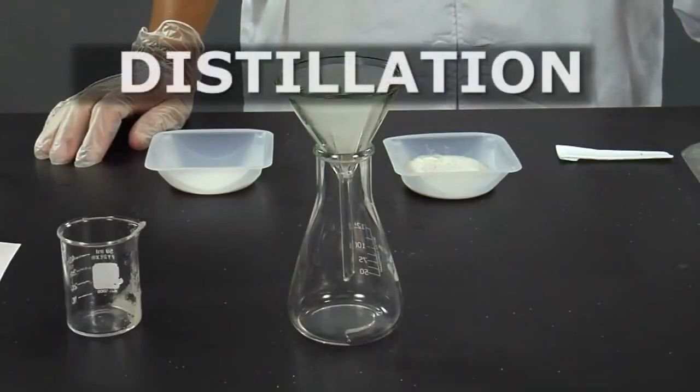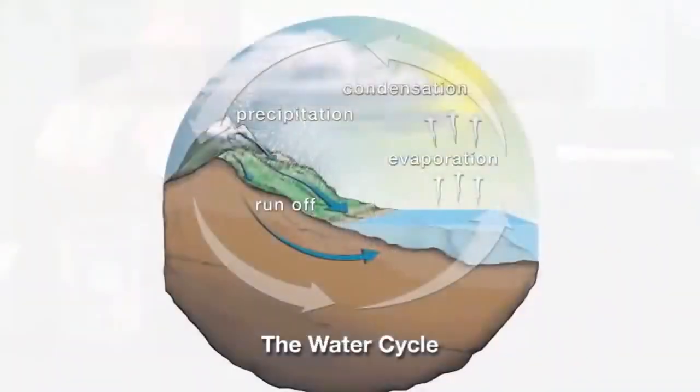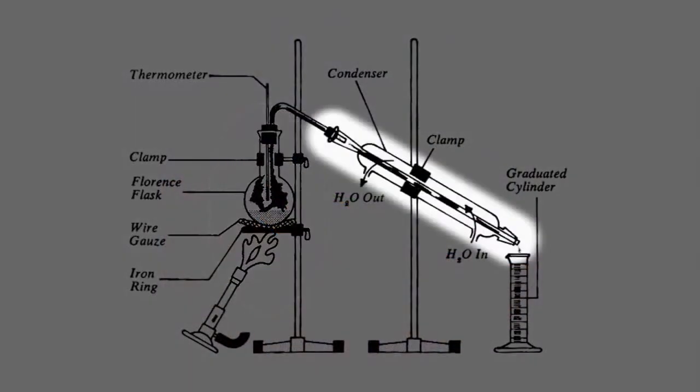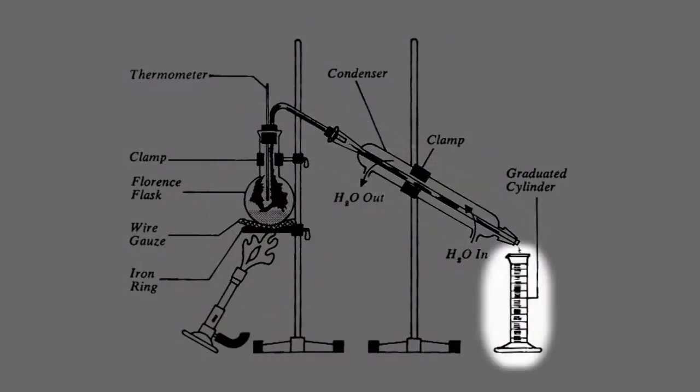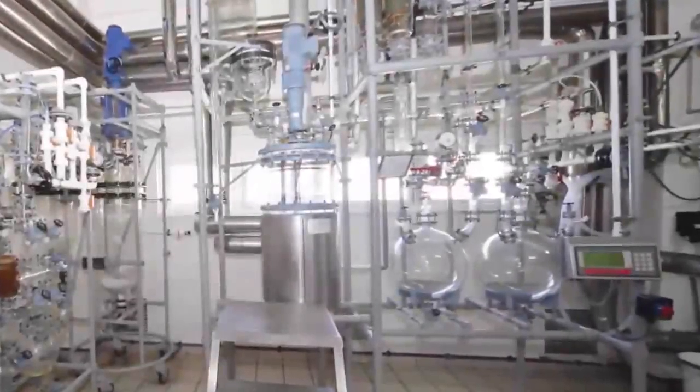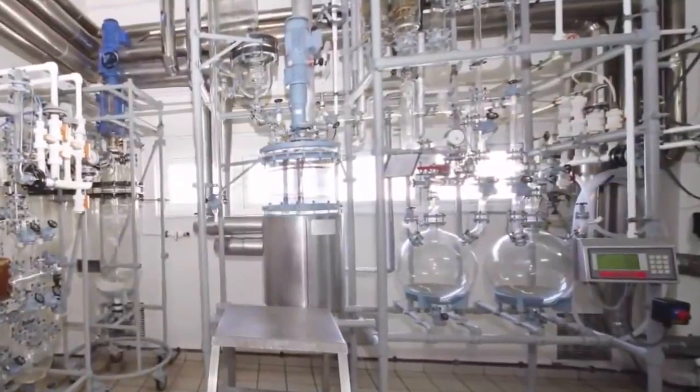A common process used to separate a solute dissolved in a solvent is distillation. This process is an expensive way of simulating our water cycle. The water is heated to its evaporating point, then passed through a condenser tube that cools the vapor, which is collected in a container.